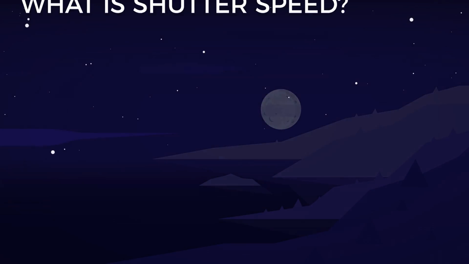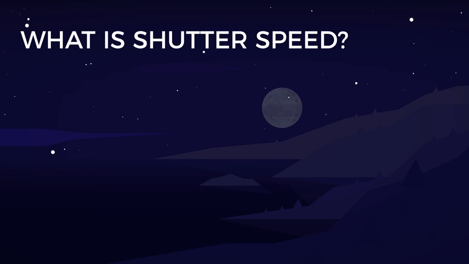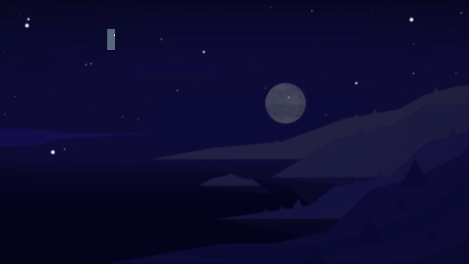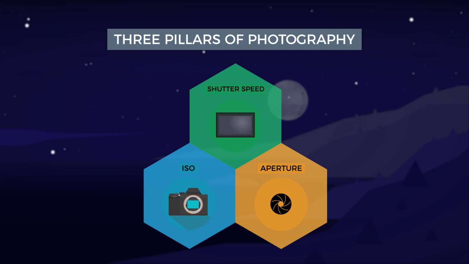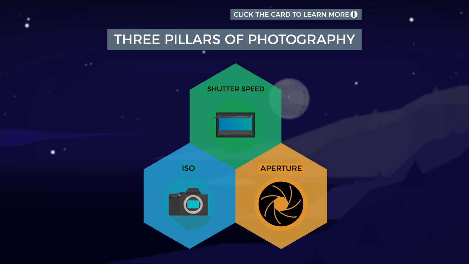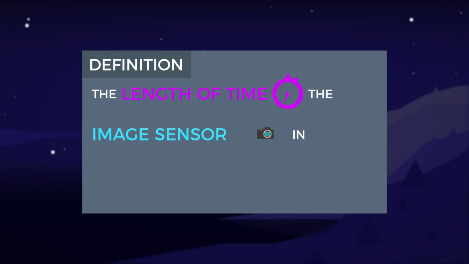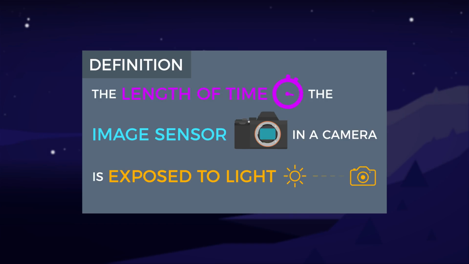What is shutter speed? While it may seem like the answer is obvious, there's more to shutter speed than meets the eye. Let's take a closer look. Shutter speed is one of the three pillars of photography, the other two being ISO and aperture. Also known as exposure time, shutter speed is defined as the length of time the image sensor in a camera is exposed to incoming light.